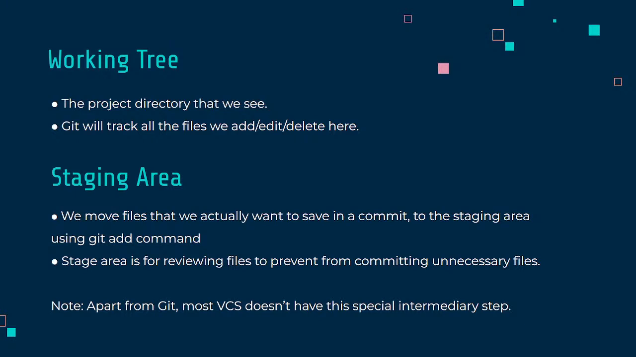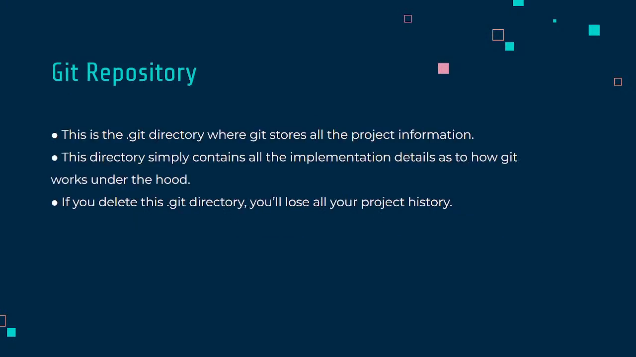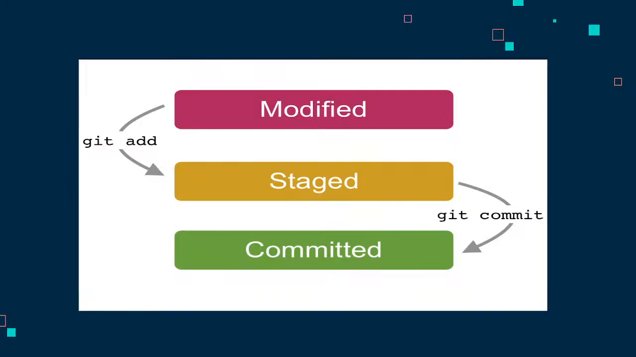What happens in a committed state is that a file is in the Git repository. This is the .git directory, where Git stores all the project information. This directory also contains the implementation details of how Git works under the hood. And if you delete this .git directory, you will lose all your project history, all the commits or snapshots you have made while changing your code.